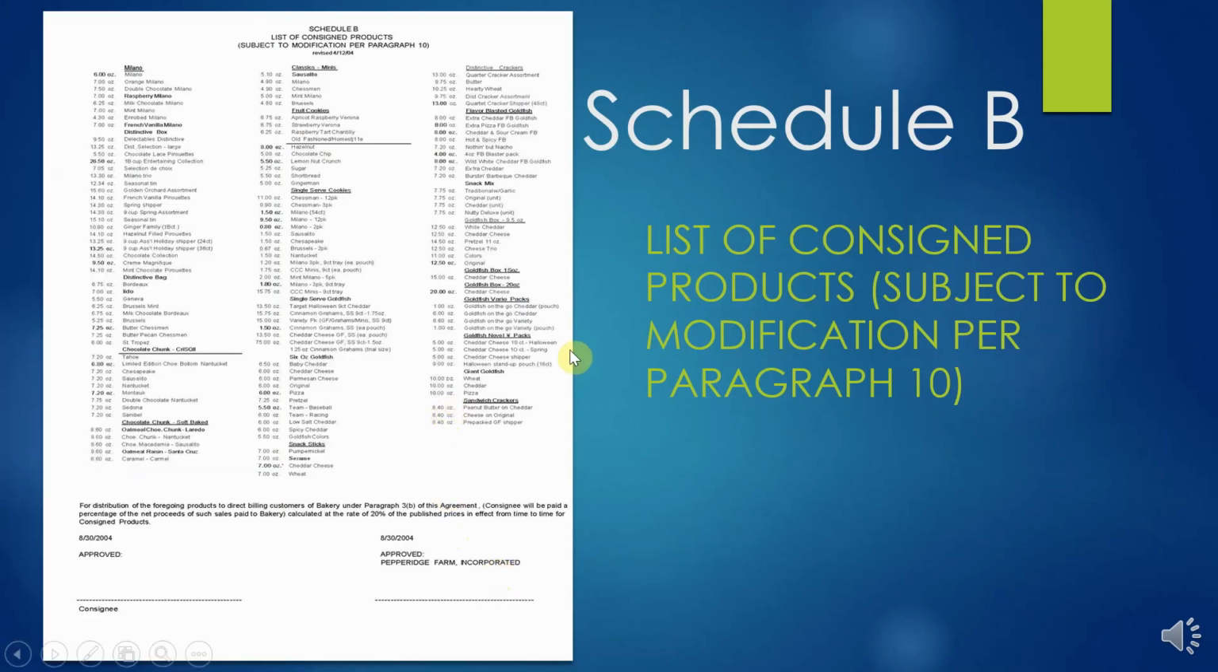Schedule B is nothing more than a list of consigned products subject to modification per paragraph 10. As you will notice, there are items in here that are no longer carried because this Schedule B is from 2004, and likewise items have been added to Schedule B. But for whatever reason, the distributor does not receive a new Schedule B after signing.